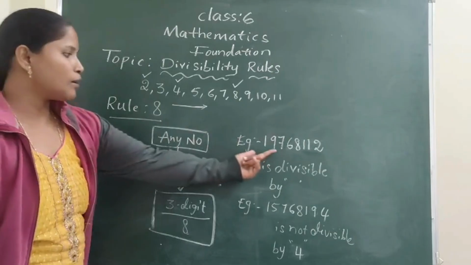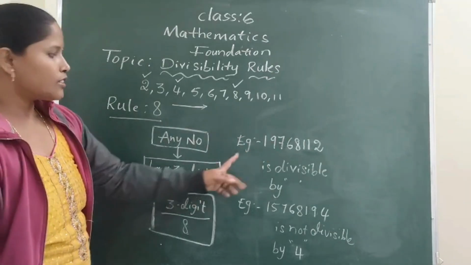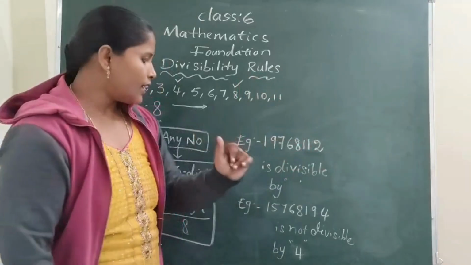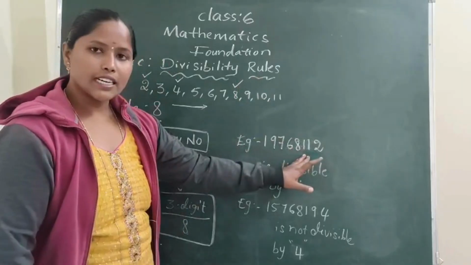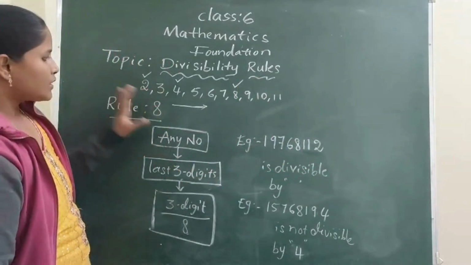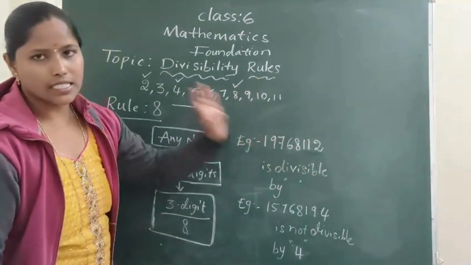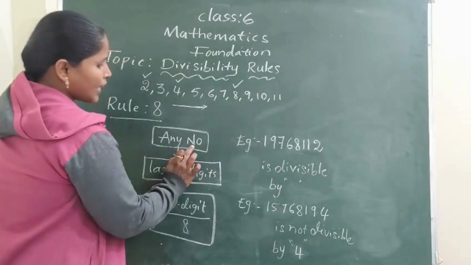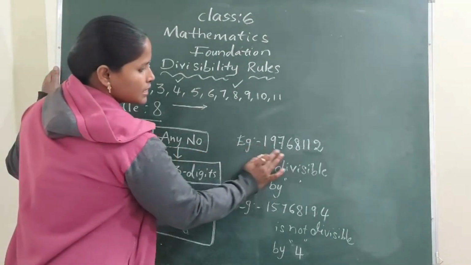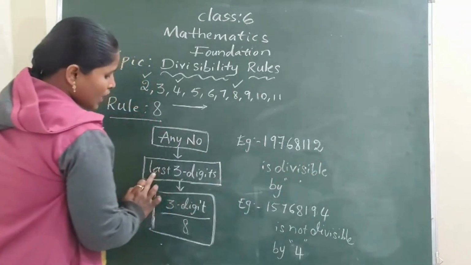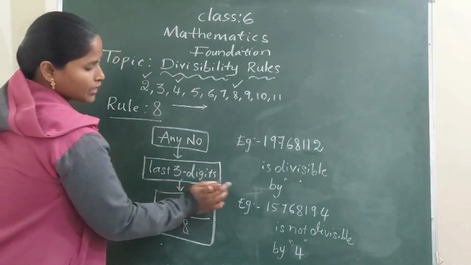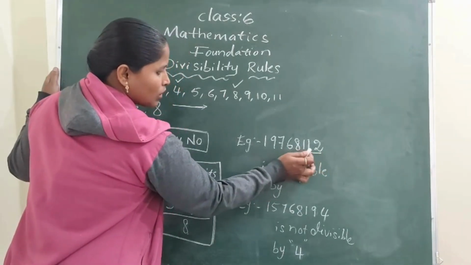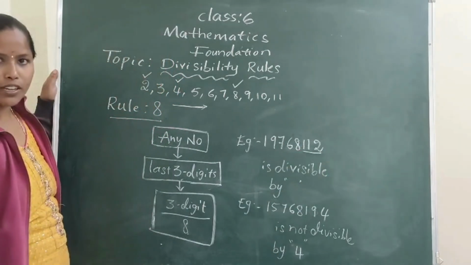You consider any number, then only the last 3 digits of the number you need to focus on. Then if the last 3 digits are divisible by 8, then the whole complete number is divisible by 8. Now let us see an example. Any number, I consider this one. Now the last 3 digits of a number. Tell me, what are the last 3 digits? 1, 1, 2. 112 is the last 3 digits of the number.